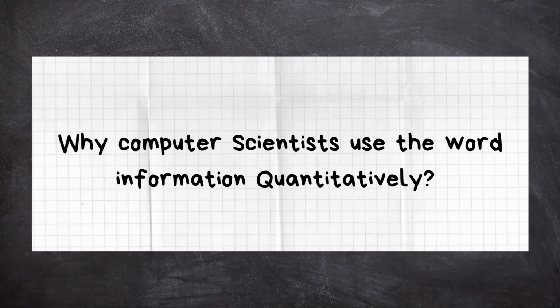So the first reason for that is the way you want to represent your data in a computer. We know that a computer deals with binary data, and when you represent information quantitatively, that allows you to determine how many bits are required to represent that piece of information accurately, right? That is, how many bits do you need to store that information. So that's how you're using this word quantitatively.